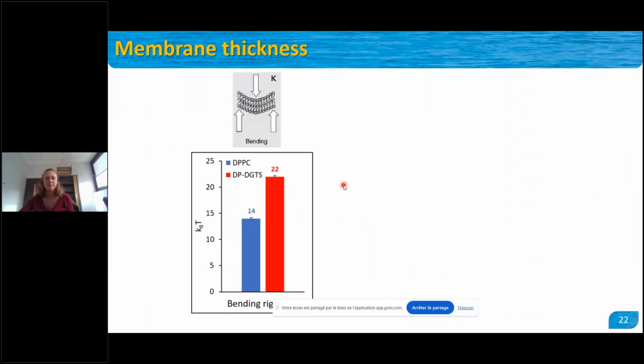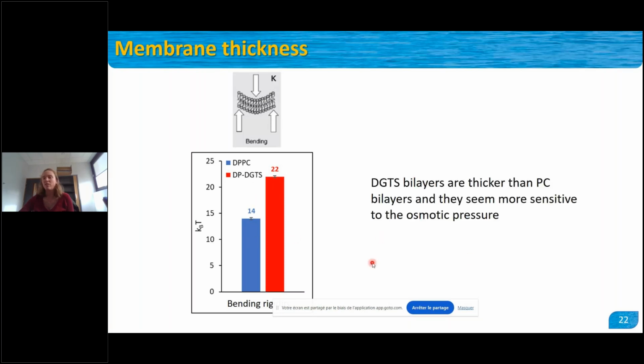So what does it mean? We also used another way to measure that. We used the bending rigidity, and we can see that the bending rigidity for DGTS is higher than for PC, meaning that the DGTS bilayers are thicker than PC. That's why you can't bend them as much. And that seems to be sensitive to the osmotic pressure.